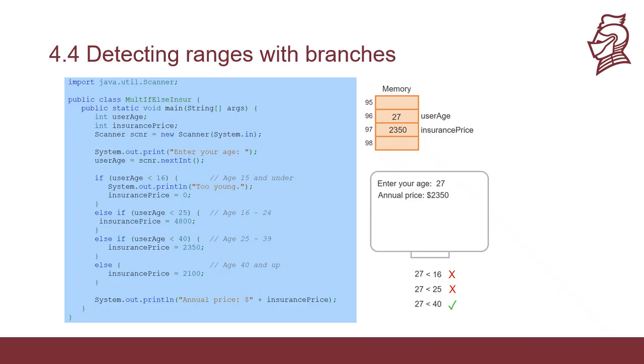So here's another code example. So again, we're doing the user age less than 16, and we print out insurance price equals 0. And so it's just basically the same thing. It just shows you how that works, right? And again, it has to be in the correct order.